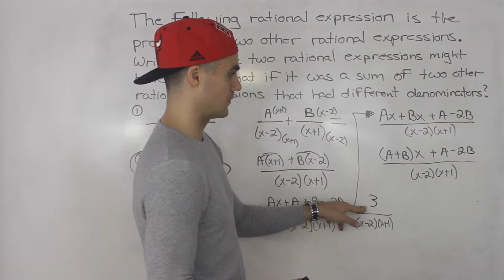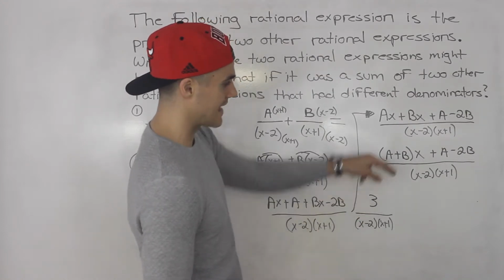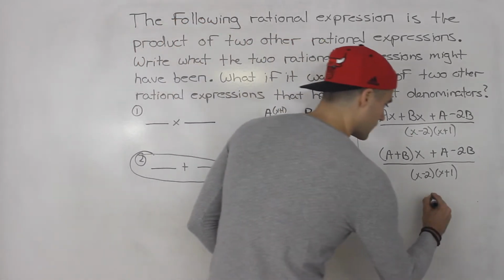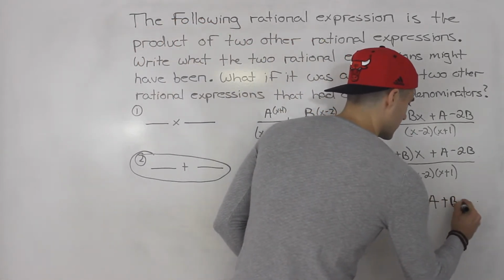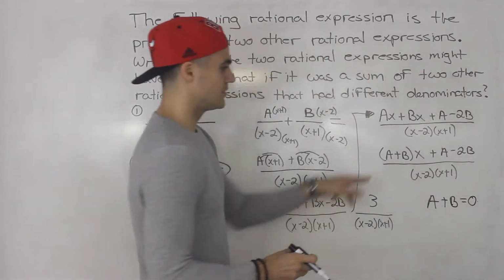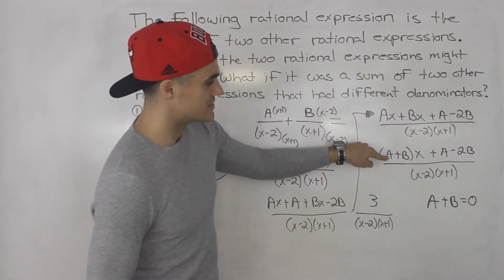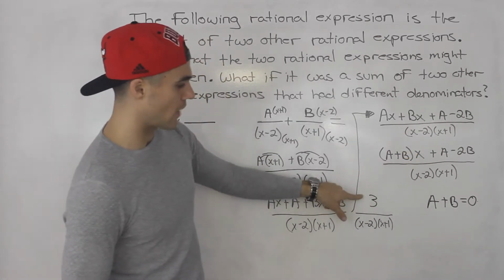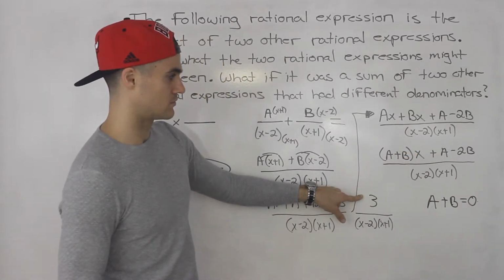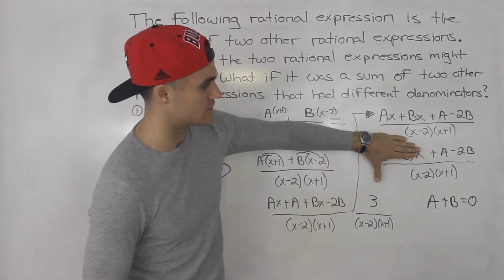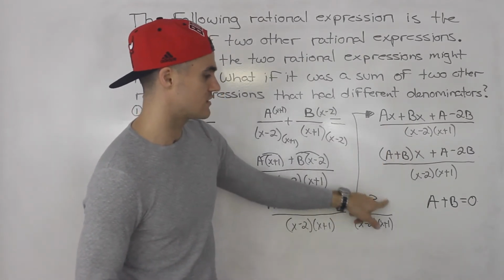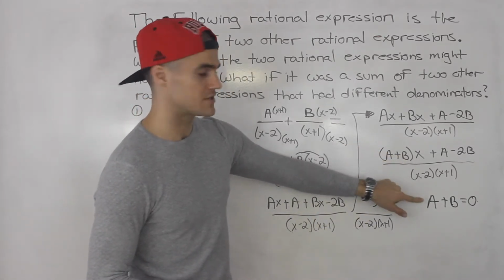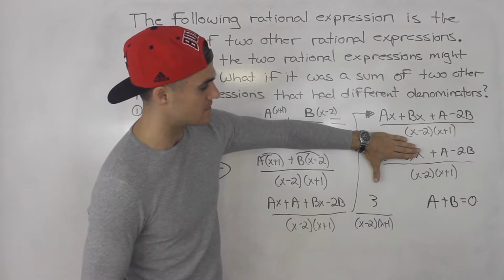All right, so what that means is that a plus b has to equal 0. Why? Because if a plus b is 0, this whole bracket is 0, and 0 times x is 0, so we would get rid of the x, which is what we want because there's no x in what we're trying to get to. So we want this part to go away. We just want to get a constant of 3 up top. So a plus b has to equal 0 in order to get rid of that x there.